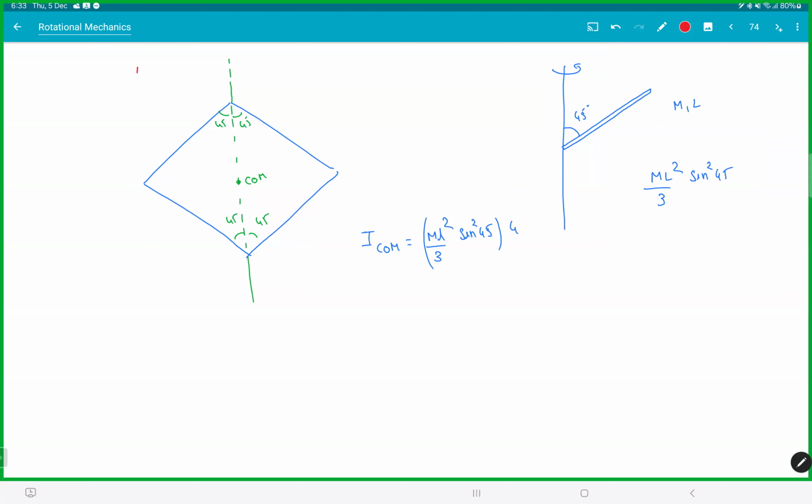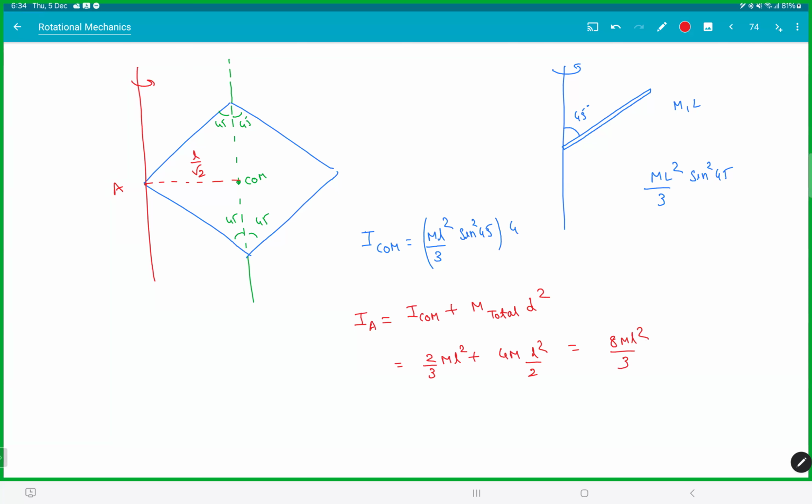Now parallel to this, we have this axis. This perpendicular distance will be L by root 2, half diagonal. Therefore, I_A is I center of mass plus, remember, this is the total mass of the system, into d square. Sine square 45 is 1 by 2, so that is 2 by 3 ML square plus mass 4M into L square by 2. That is 8 ML square by 3. That's how we can do this.